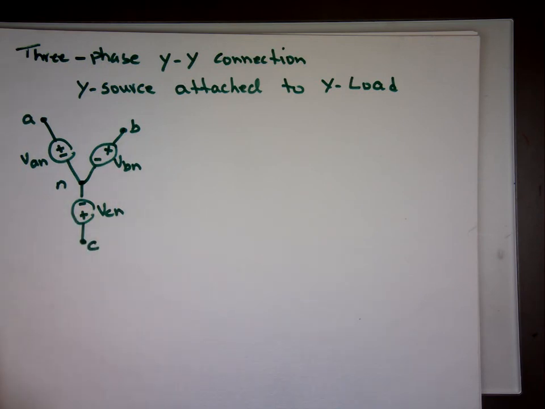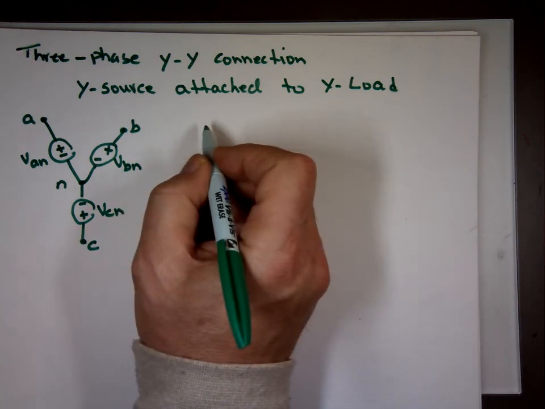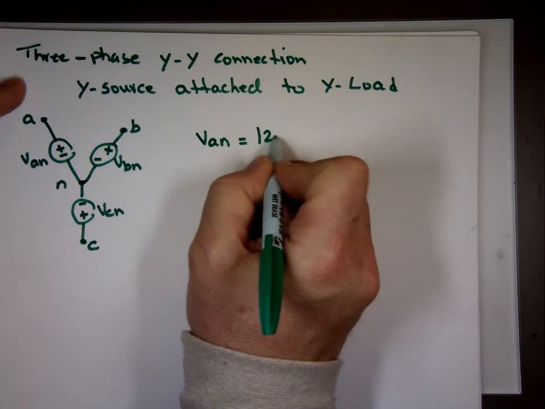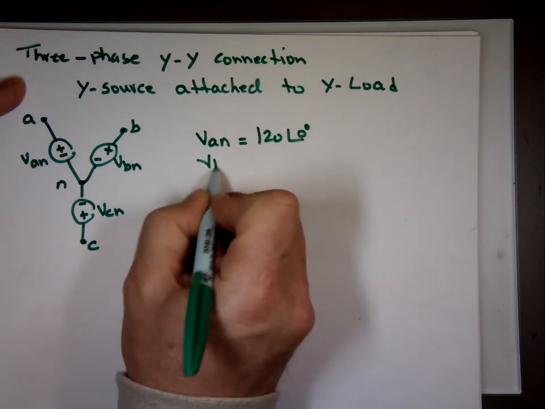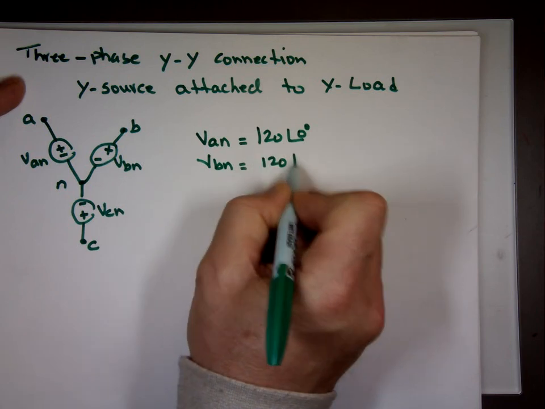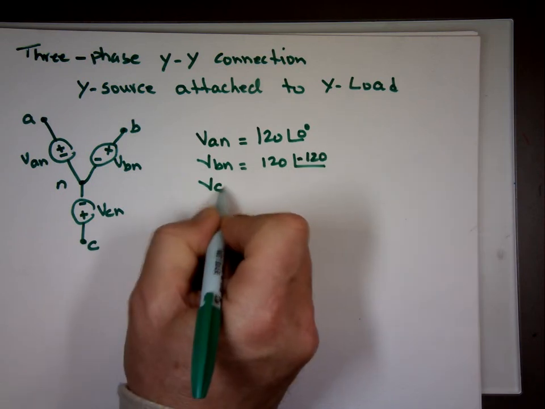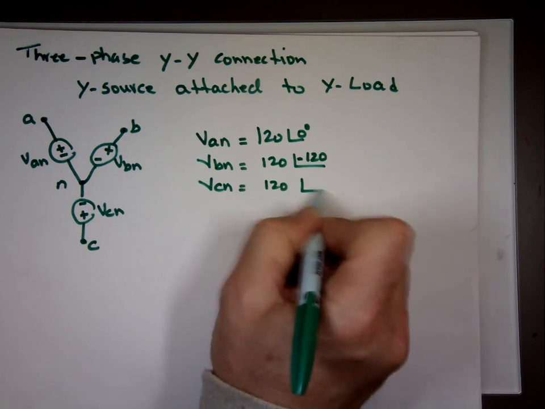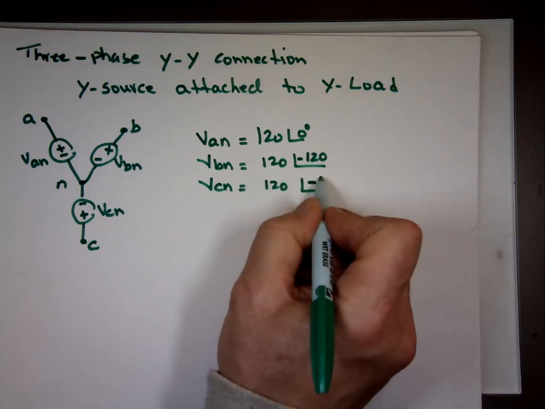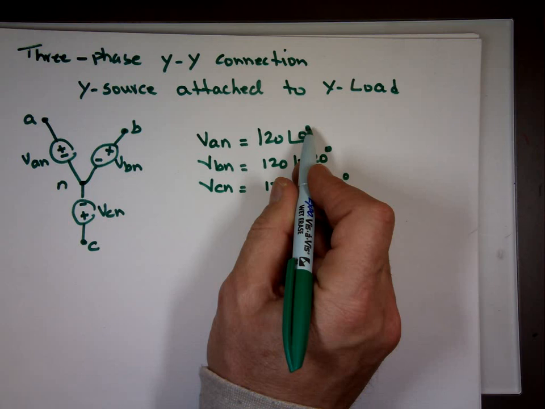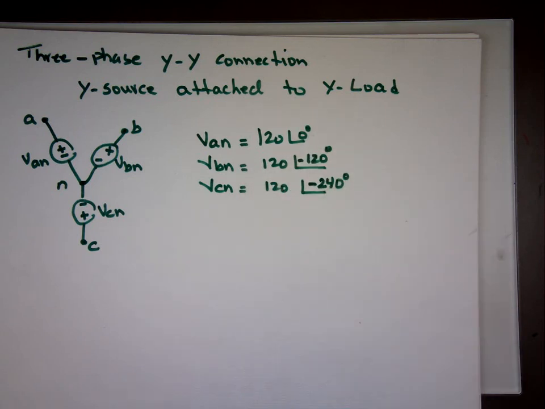Now again, just a reminder about these connections. The only difference between VAN and VBN and VCN in magnitude is what? The phase. So if VAN, for example, has a value of 120 angle 0, then VBN will be 120 angle what? Minus 120. And VCN will be 120 angle what? Negative, another 120 from this one, 240. So the difference between this and that is 120. It's always 120. Why 120? Because they take 360 divided by 3, which is 120.